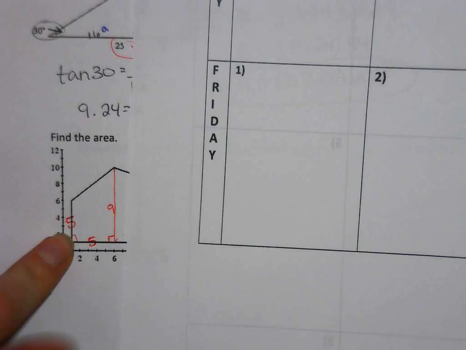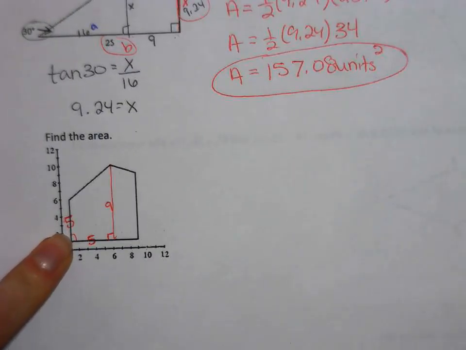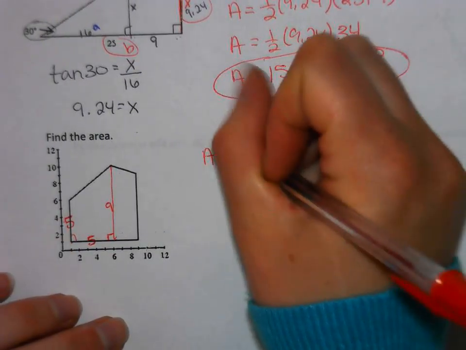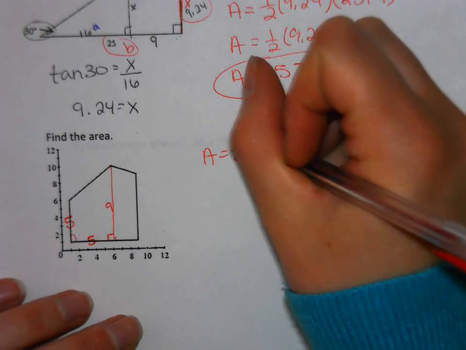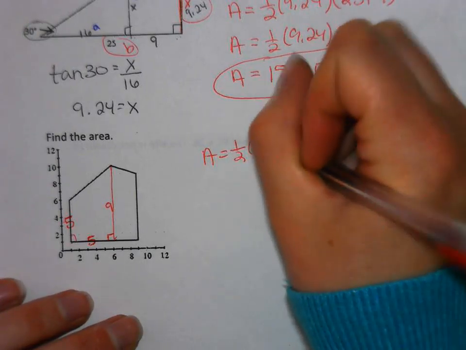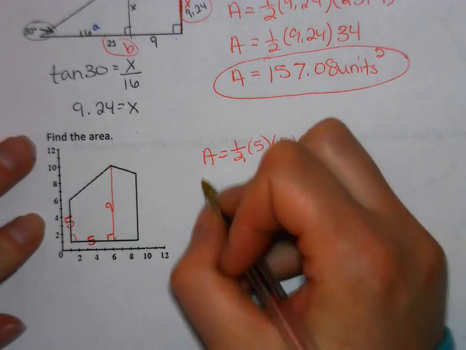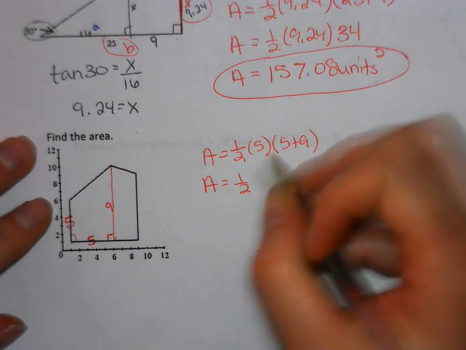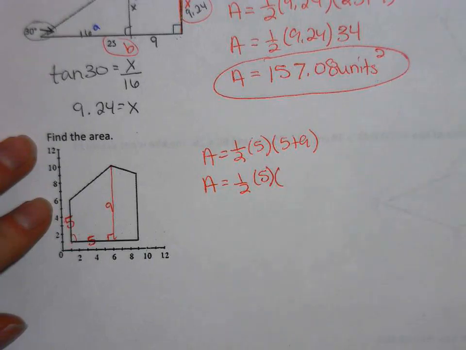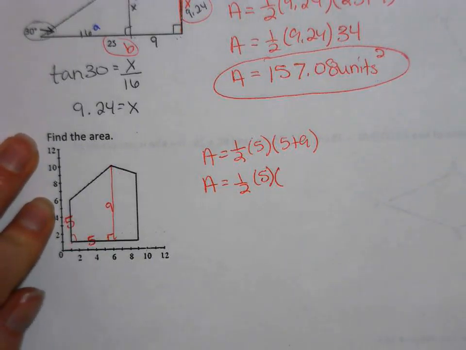So now let's find the area of this trapezoid. So we have the area equals 1/2 times our height, which is 5. And then we have 5 plus 9. So area equals 1/2 times 5 times 5 plus 9, we get 14.